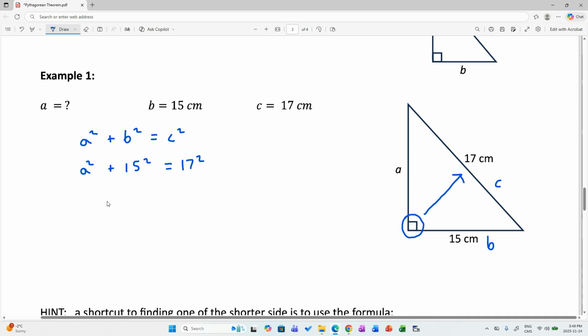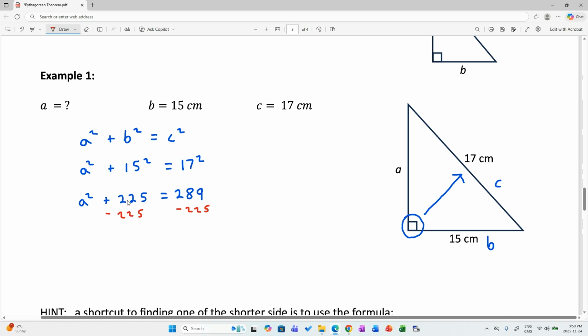Now, what I do from here is, let's just compute what 15 squared is first. 15 squared is 225. And then 17 squared is 289. Now, from here, I'm simply going to subtract 225 from both sides of my equal sign. What I do on one side of the equal sign, I must do to the other. So if I subtract 225 on the left side, I must do it to the right side.